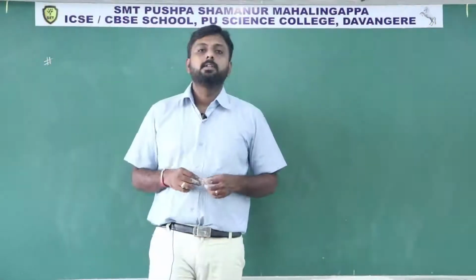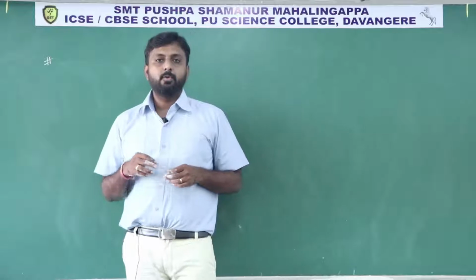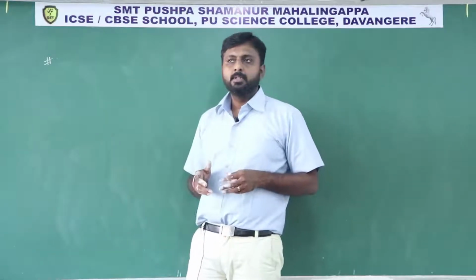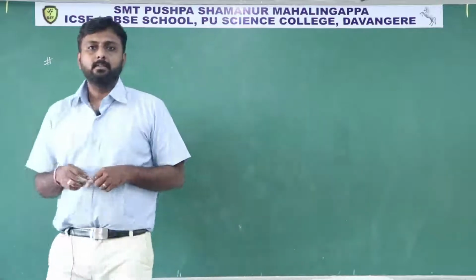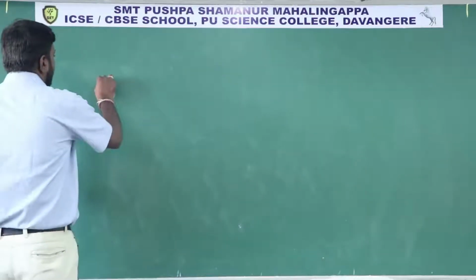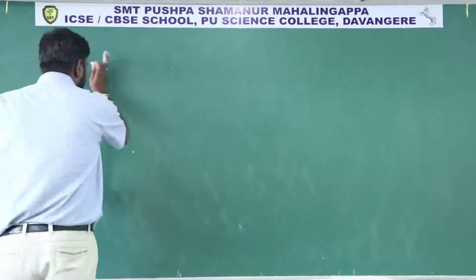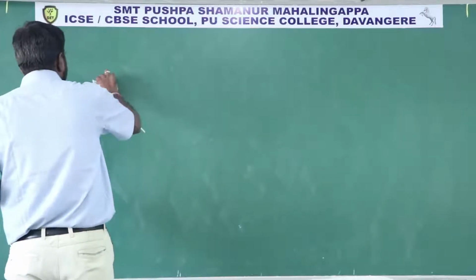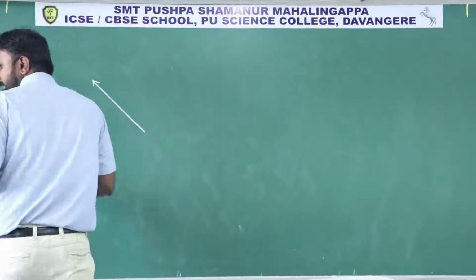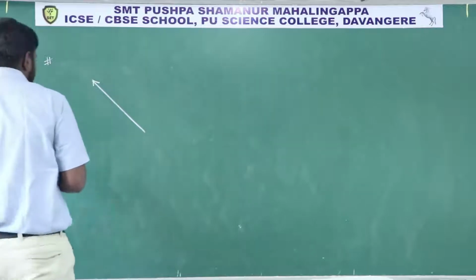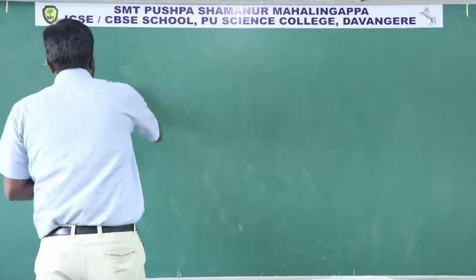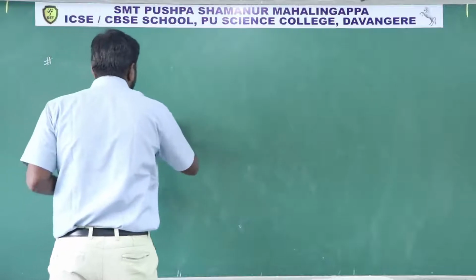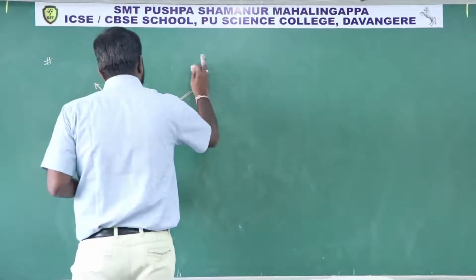Hello students. In the last class I explained the equilibrium concept and also solved one example problem. In this class I will explain one more method to solve that previous problem. We have considered the forces like this. One force is acting in this direction and another force is acting in this direction, isn't it?